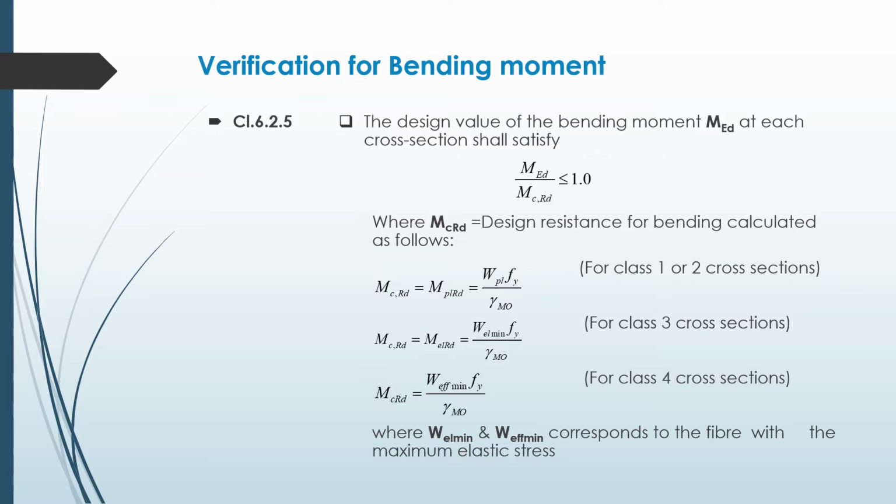For example, for class 1 or 2 cross-sections, M_c,Rd is equal to M_pl,Rd, that is equal to W_pl into f_y by gamma_M0, indicating that the section is fully plasticized. Whereas you can see that for class 4 sections, M_c,Rd is calculated as W_eff,min into f_y by gamma_M0, indicating that only the extreme fibers are subjected to the yield stress.